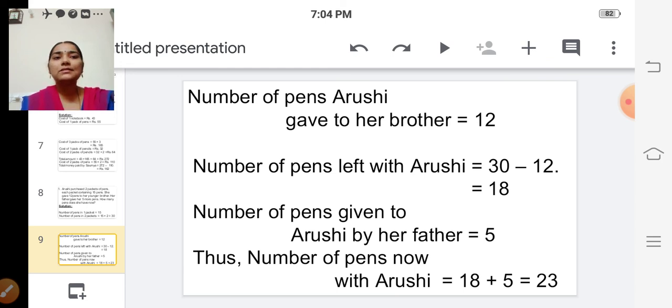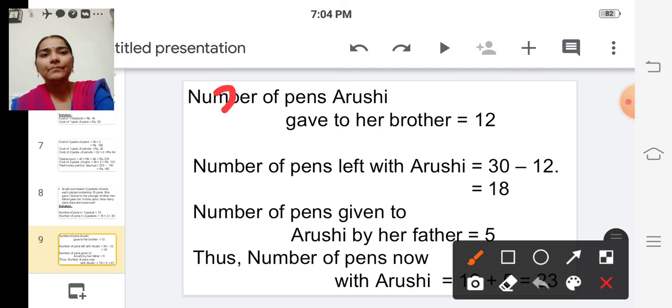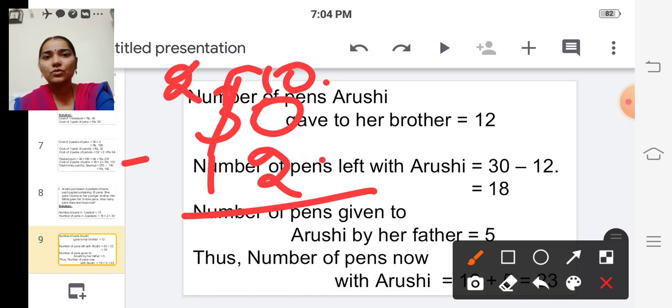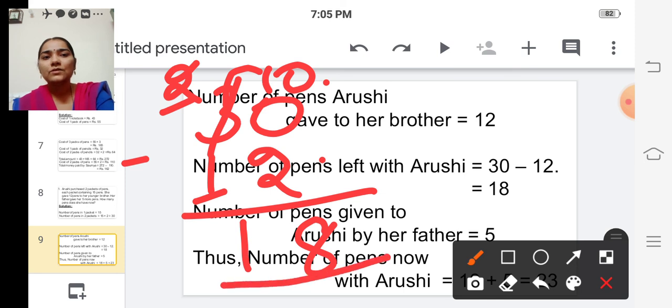So number of pens left with Arushi is equal to 30 minus 12. So subtract. Borrow 1 tens, so it will become 10 ones and the tens becomes 2 tens. 10 minus 2 is 8. And here 2 minus 1 is 1. So the number of pens left with Arushi is 18.